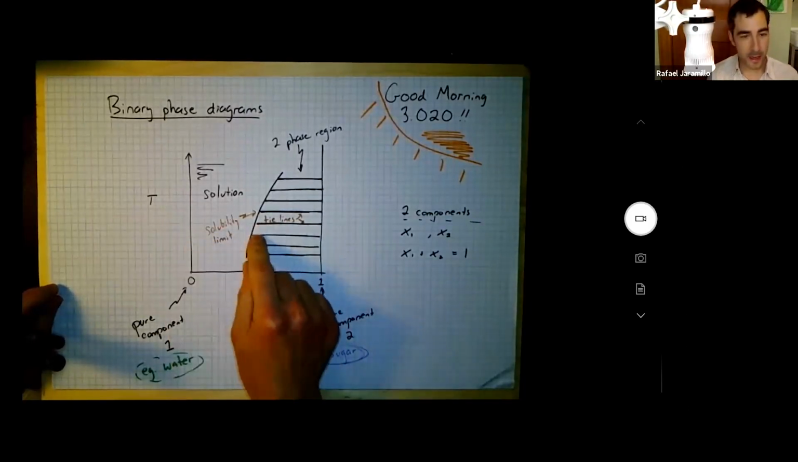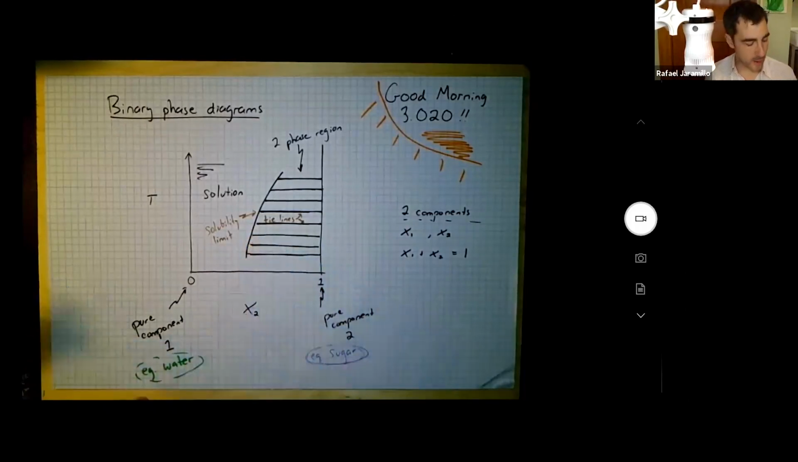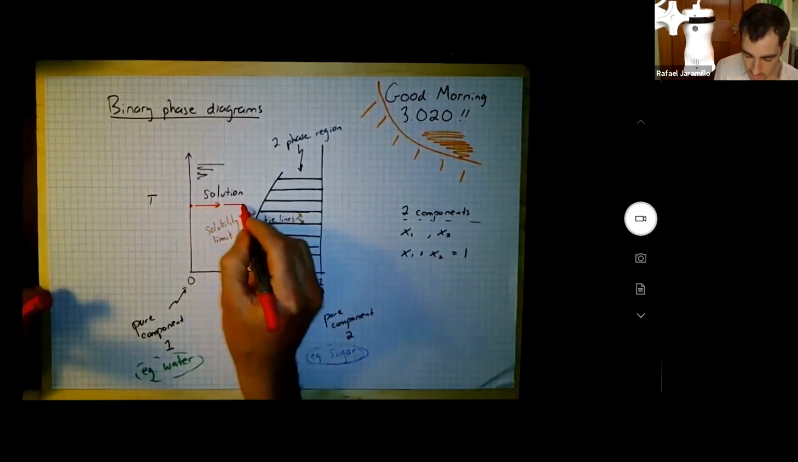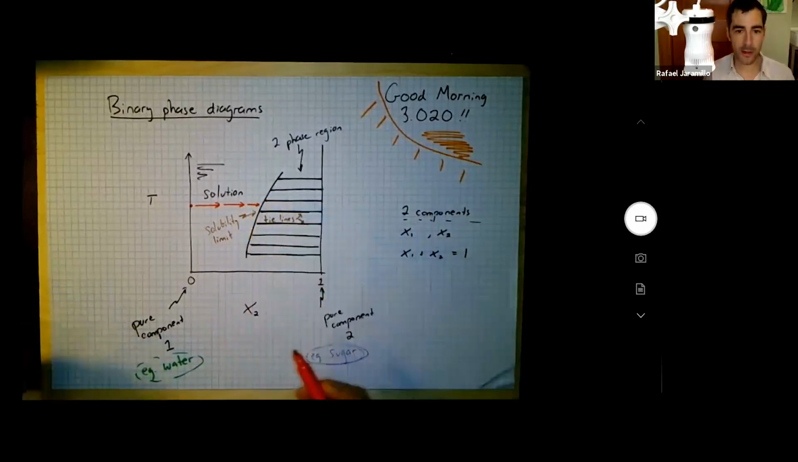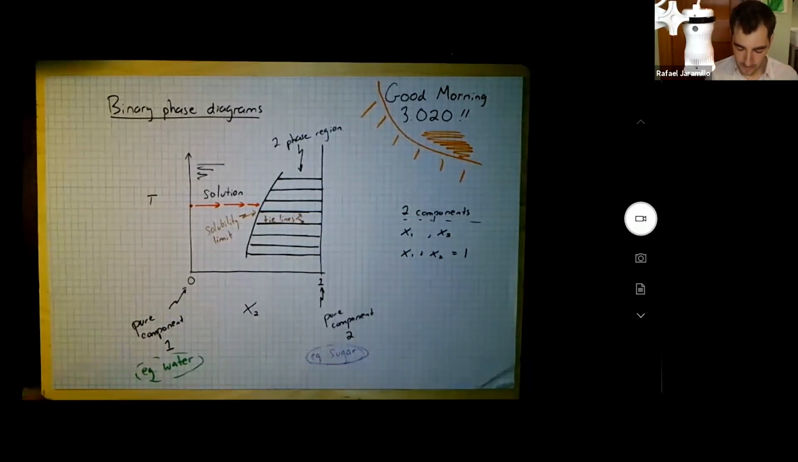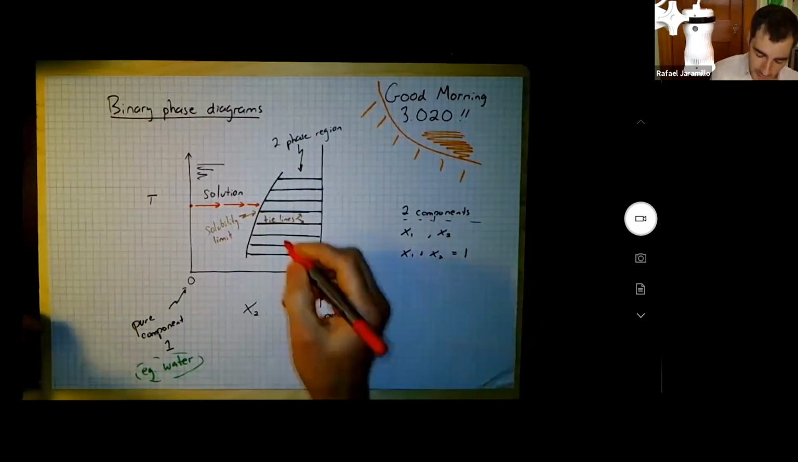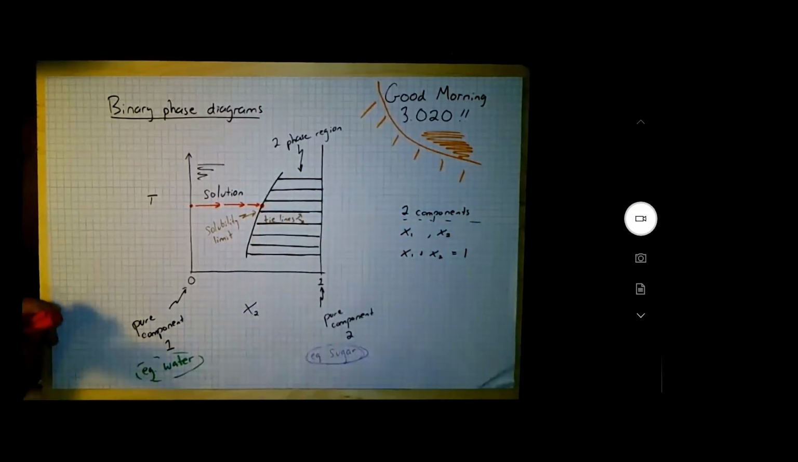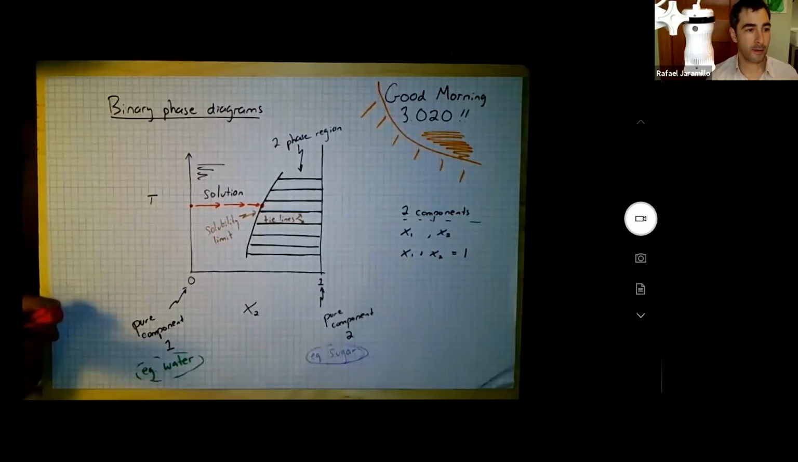What's the solubility limit? What does that mean? Imagine you're actually making sugar water and you start off with pure water, and you start adding sugar. You're moving to the right on this phase diagram. When you hit the solubility limit, it'll start to precipitate out. So when we hit this composition, we can no longer add any more sugar to the solution. Any sugar that we add in addition will precipitate out as solid.